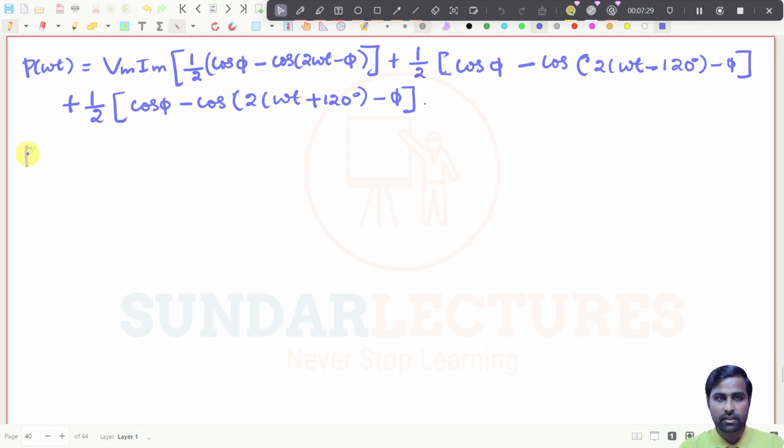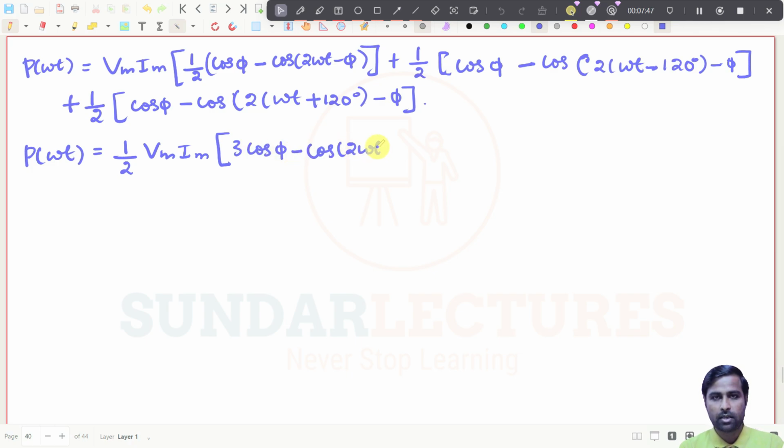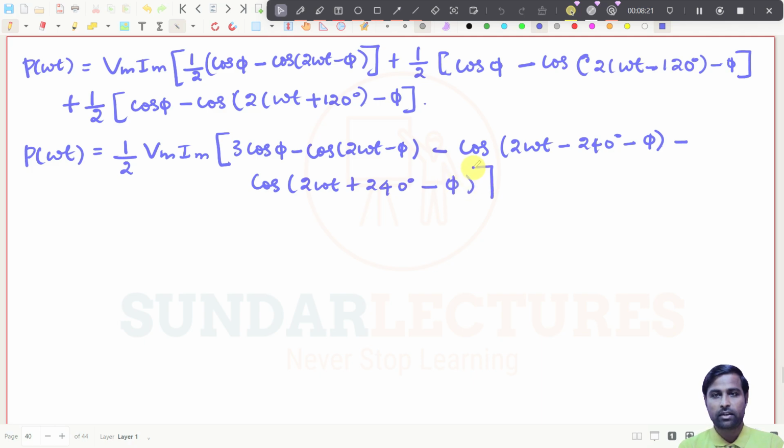And then if you further simplify this, P of omega t can be written as 1 by 2 Vm Im, and then in this one it is 3 cos pi minus cos of 2 omega t minus pi from the first one, and then from the second one it is minus cos of 2 omega t minus 240 degree minus pi, and then in the other term it will be minus cos of 2 omega t plus 240 degree minus pi, right? So this one you will get like this, right?